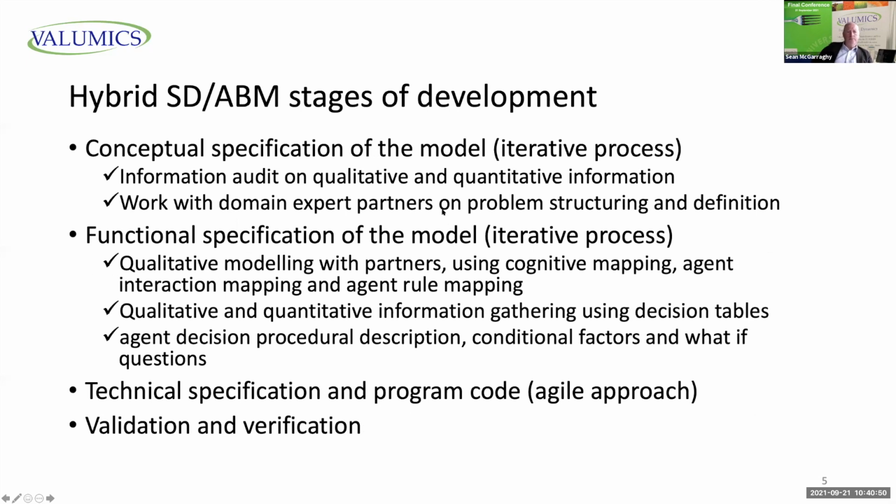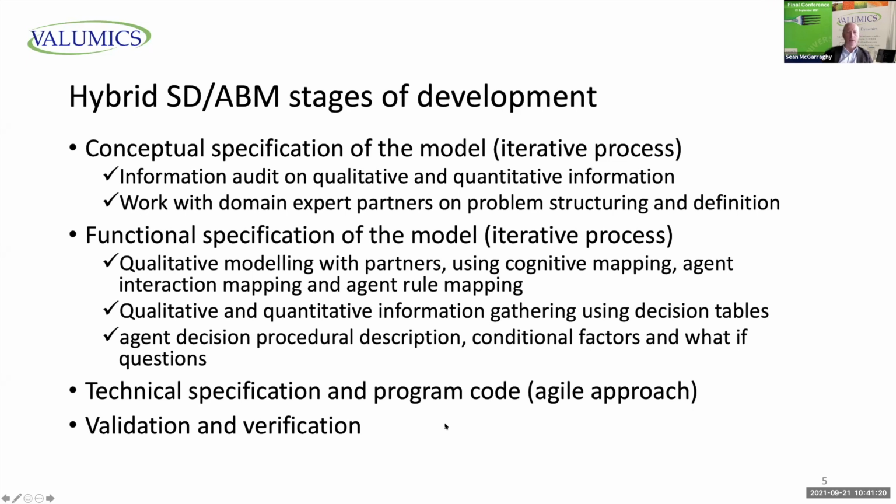Okay, so the stages of development, and these more or less mapped onto the tasks in the work package. We started off with a conceptual specification of the model. Now, this went over and back a few times. We had to identify the information available, both qualitative and quantitative, and we had to work with expert partners within VALUMICS and a couple outside on the structuring and definition of the problem to make sure that we had the right background.